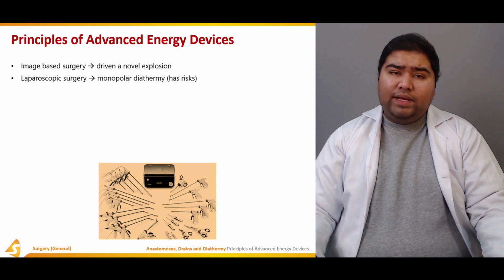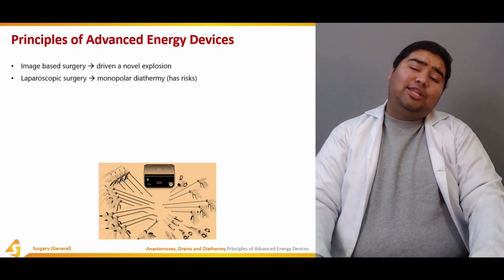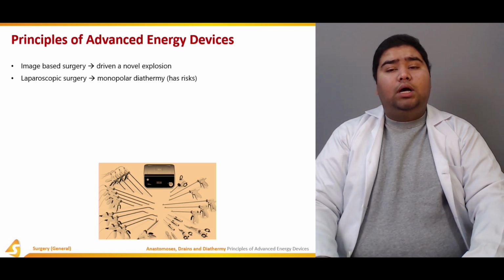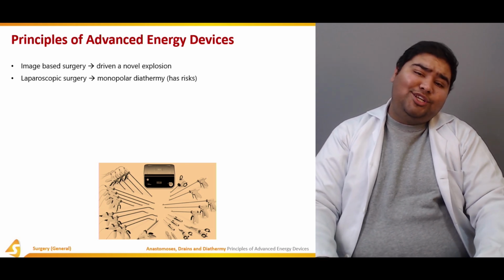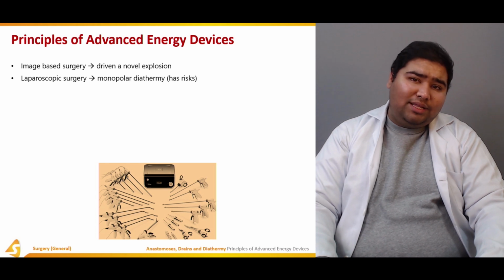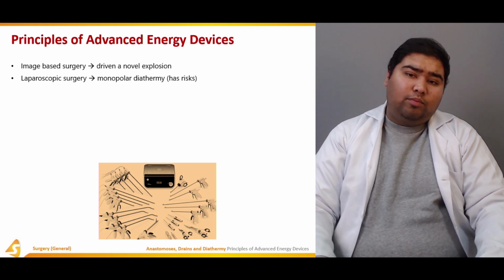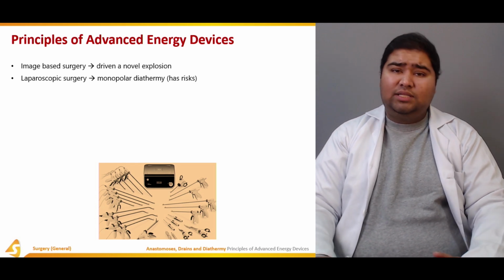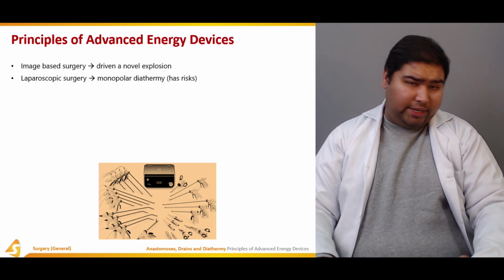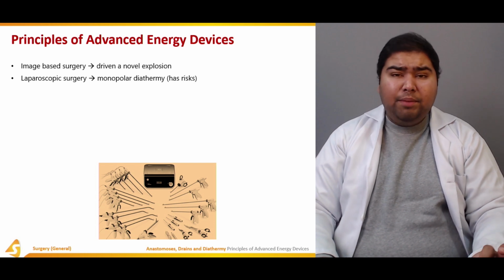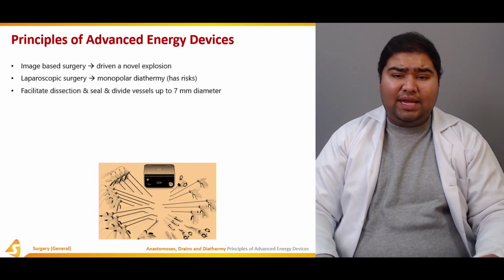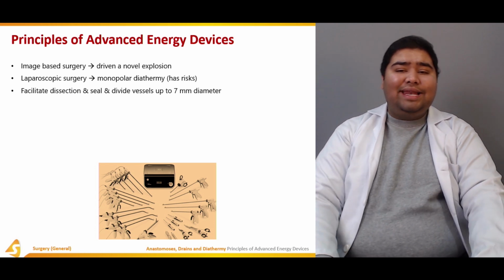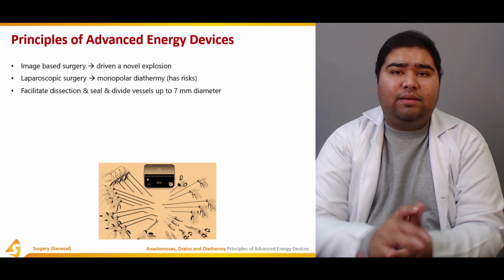So laparoscopic surgery, obviously we know that it's a newer horizon which is being commonly used throughout the world. Laparoscopic surgery usually uses monopolar diathermy, and monopolar diathermy has its own risks. It can cause burns or ebb currents, etc. But you should always be prepared and have a keen eye for that. Now, they facilitate dissection and seal and divide vessels up to 7 millimeter in diameter.